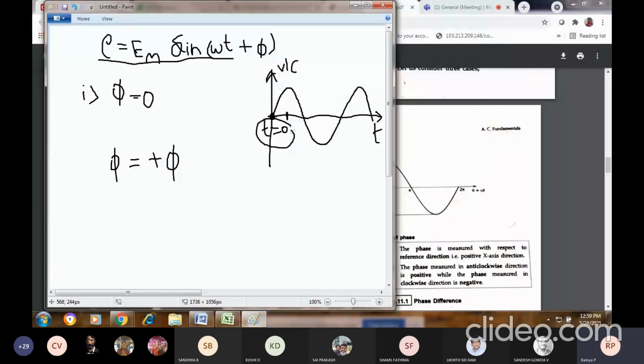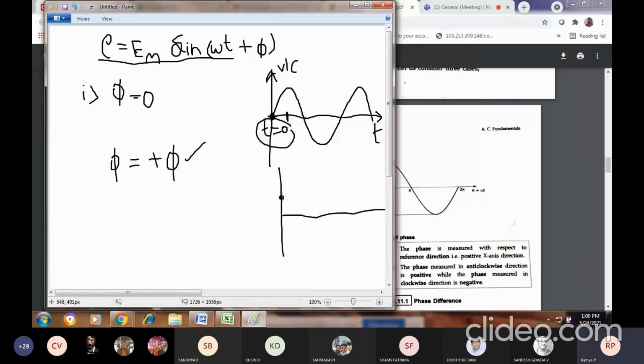So at the time t equals 0, I'm maintaining some phase angle, meaning instead of starting from 0, my waveform is going to start from the positive. See, the angle phi is there somewhere. Due to that angle phi, my waveform will start here, in this direction. It will go and come back in this particular direction.